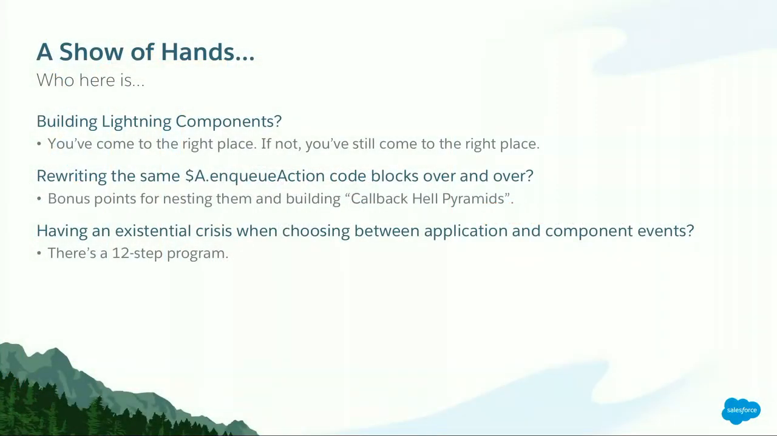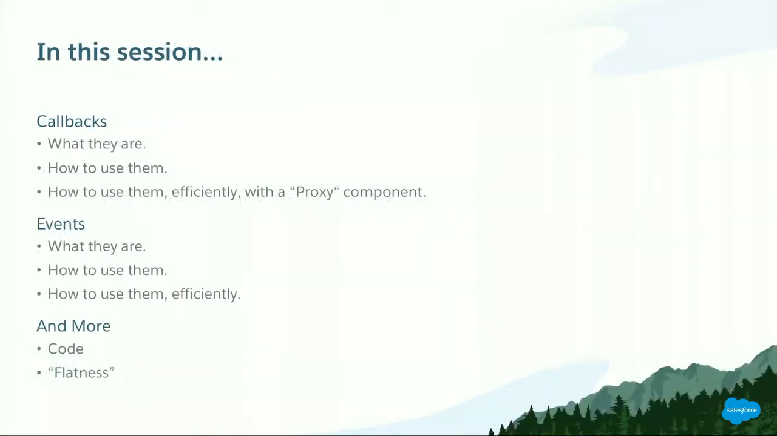So here's what we're going to get through today. If you've worked on Lightning Components, you've come to the right place. If you're thinking about working on Lightning Components, you've come to the right place, but we're going to move super fast, so try to hold on. We're going to spend a lot of time talking about callbacks and events and how to deal with things like A.enqueueAction, trying to prevent writing callback hell pyramids in your code, and hopefully solving the existential crisis of what type of Lightning events you're supposed to use when. I have a personal preference for that. We'll probably get into some philosophical conversations and hopefully no arguments or fistfights.